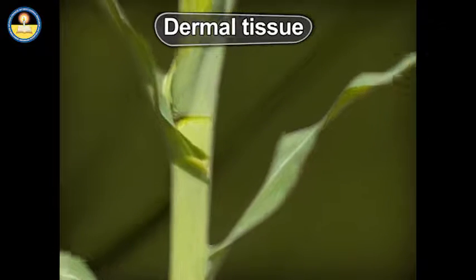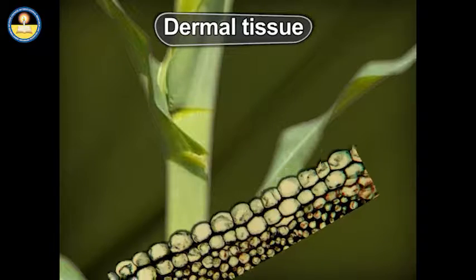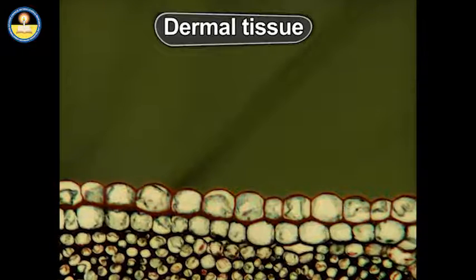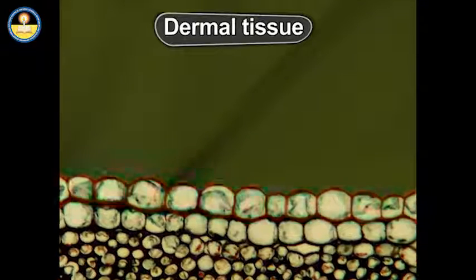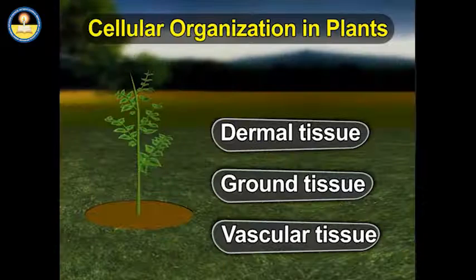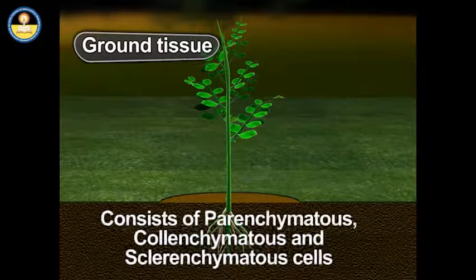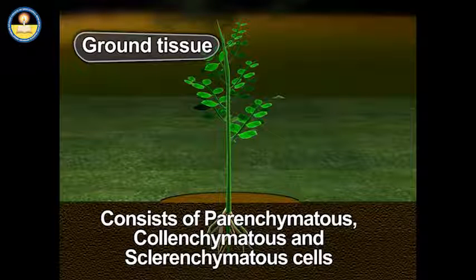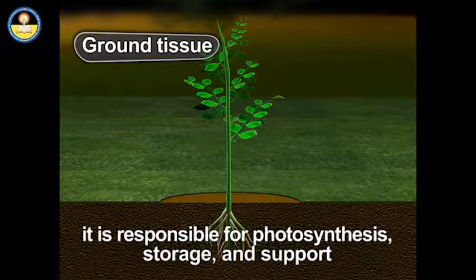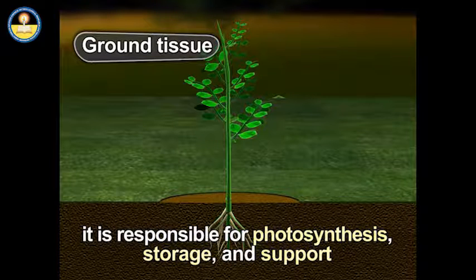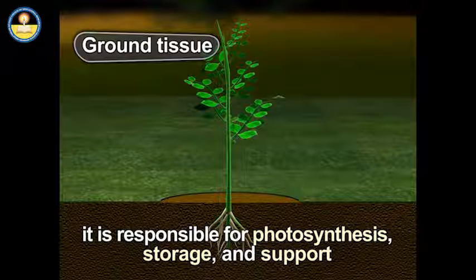Dermal tissue is primarily made up of parenchymatous cells arranged in a single layer of cells. Main role of this tissue is protection of the plant. Ground tissue makes up the bulk of the plant, consisting of parenchymatous cells, collenchymatous cells, sclerenchymatous cells. This tissue is responsible for diverse functions, including photosynthesis, storage and support.